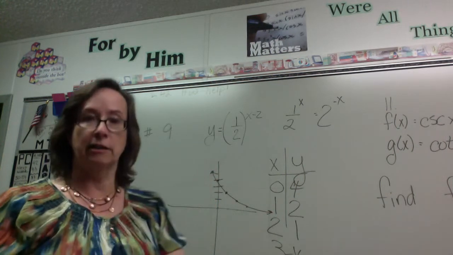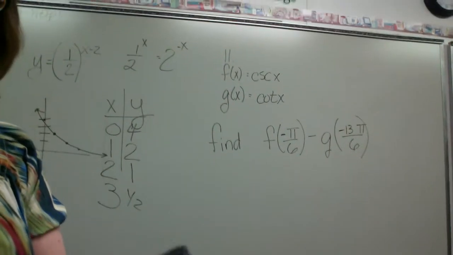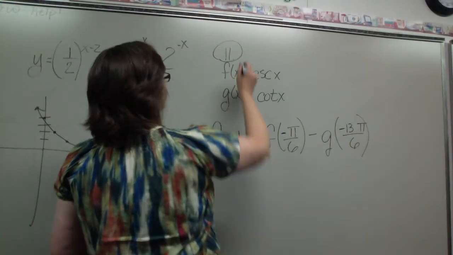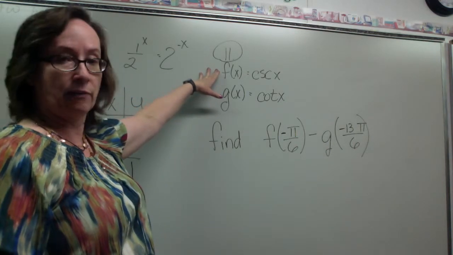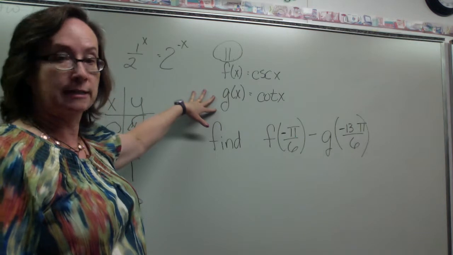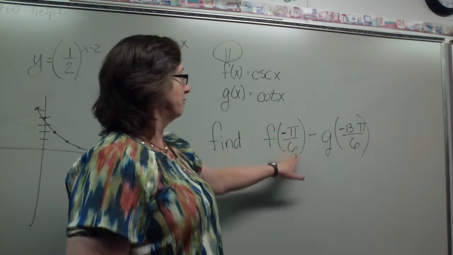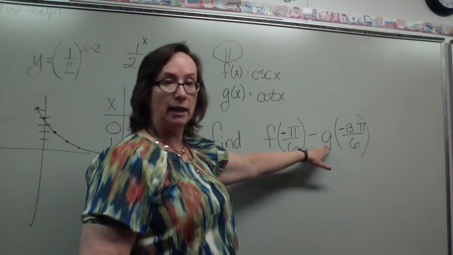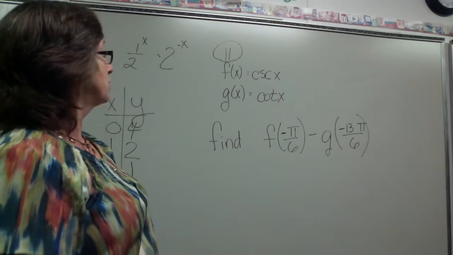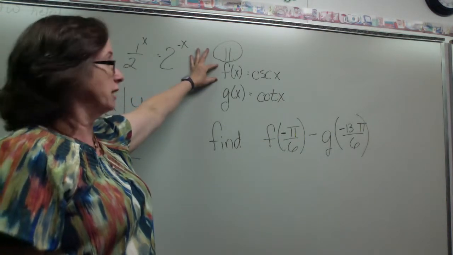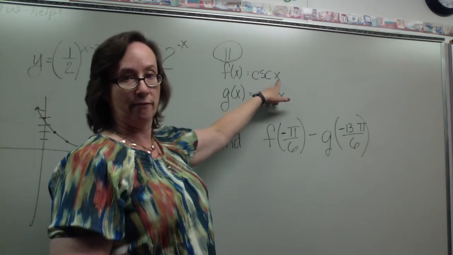Okay? Now let's look over to another homework problem here. This one is number 11 on lesson 42. It says, suppose we have a function f of x is cosecant of x, and we have a function g of x is cotangent of x. Find the function f at negative pi over 6 minus the g at negative 13 pi over 6. So this is a substitution, where we're sliding this negative pi over 6 in place of the x.